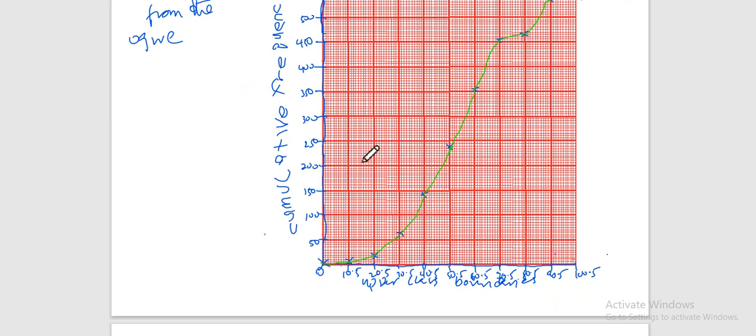Let's trace 275. This 250, each of these is 50 units, so each of these lines should be 5. 250, 255, 260, 265, 270. 275 should be somewhere here. So use your ruler and trace it to the curve. Wherever it touches the curve, you stop, then you trace it down. It's at this point, then you trace it down. That's what I'm doing now.